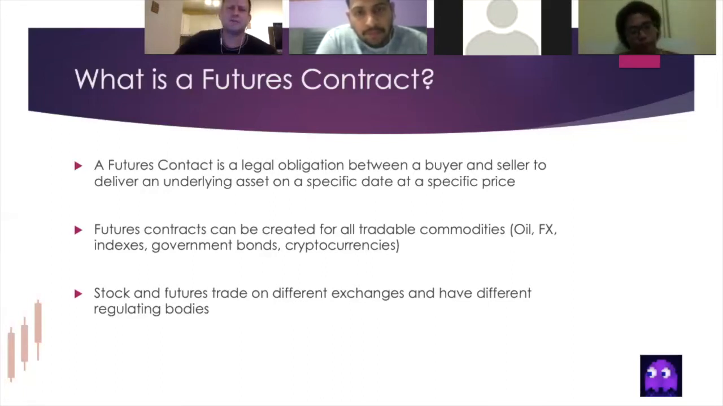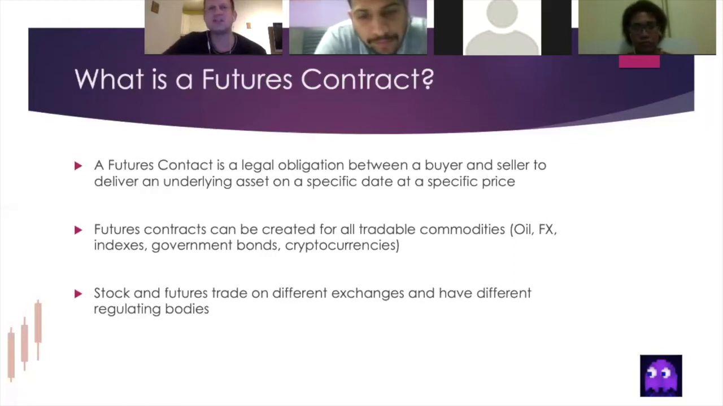Okay, so futures contracts can be created for all tradable commodities: oil, FX, that's forex, indexes. Remember, in the previous slide we were discussing the indexes and how they're not actual things, right? They're just numbers. However, we can have ETFs or futures contracts or options or whatever that track them, that act like them. So when you want to buy the S&P, you don't actually buy the S&P. You buy something like, in this case, a futures contract that tracks it.